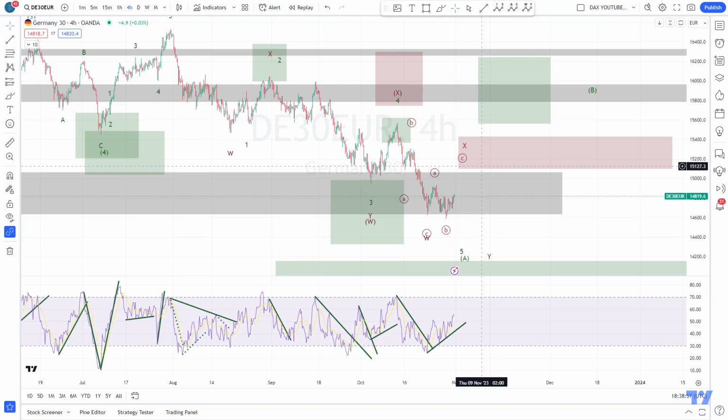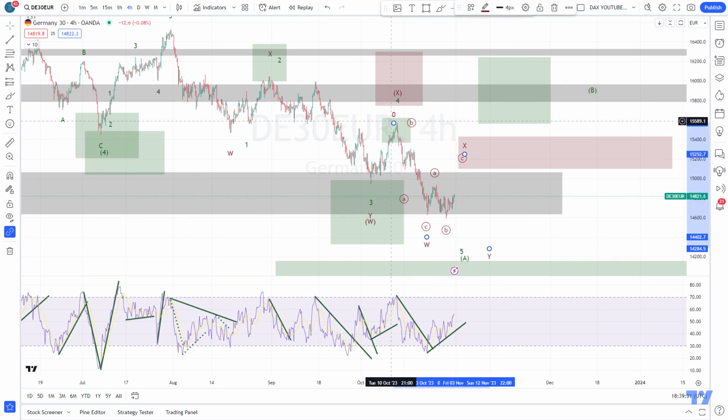Here in the 4 hour, the problem is that this starts to look like a different cycle, so that this here has nothing to do anymore with this cycle. And if this has nothing to do anymore with this cycle, so if we are starting a new cycle here, then the best count would actually be here the three wave corrective structure playing out as a WXY. And then this is a cycle down as a wave W in 3 waves.